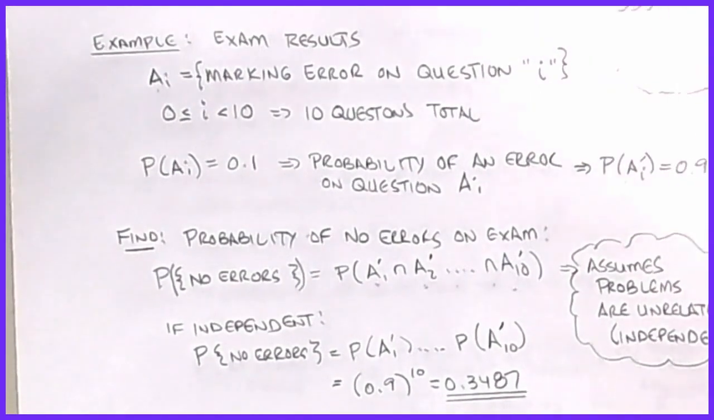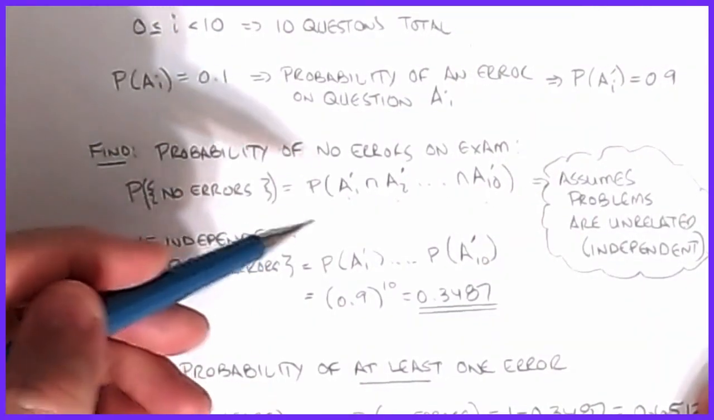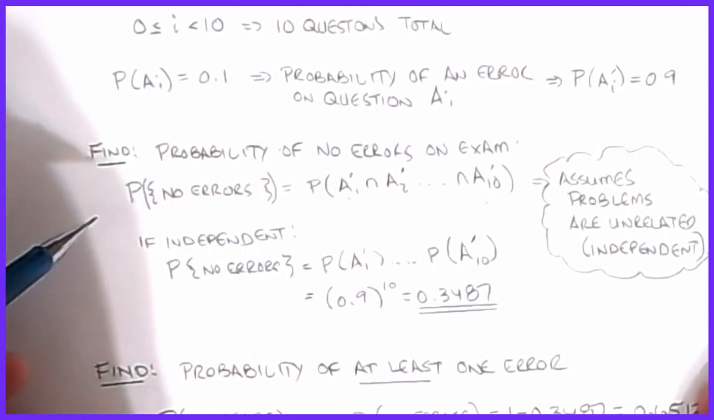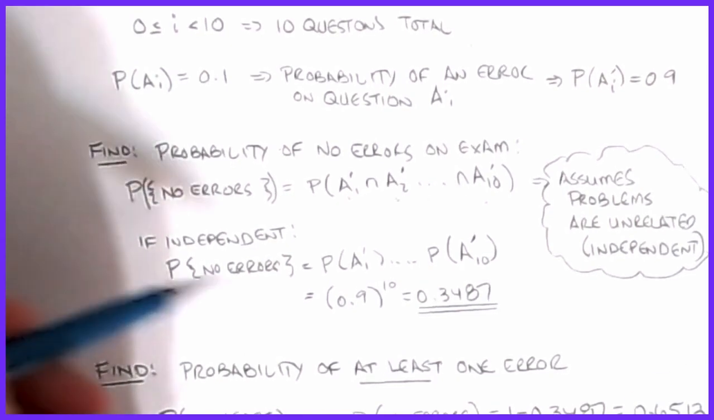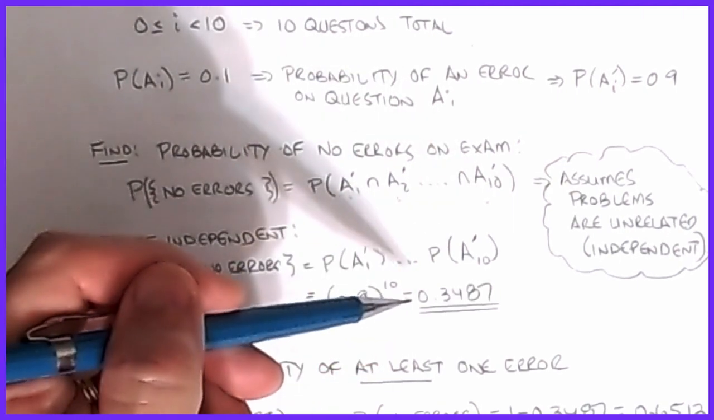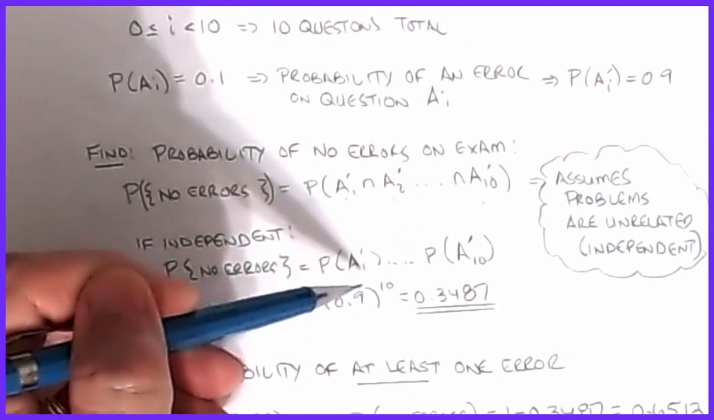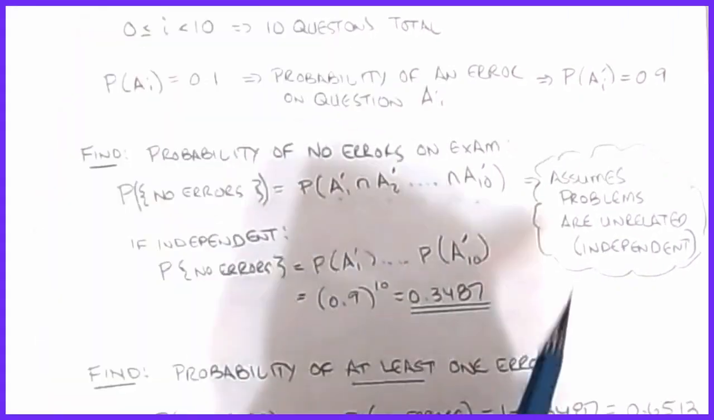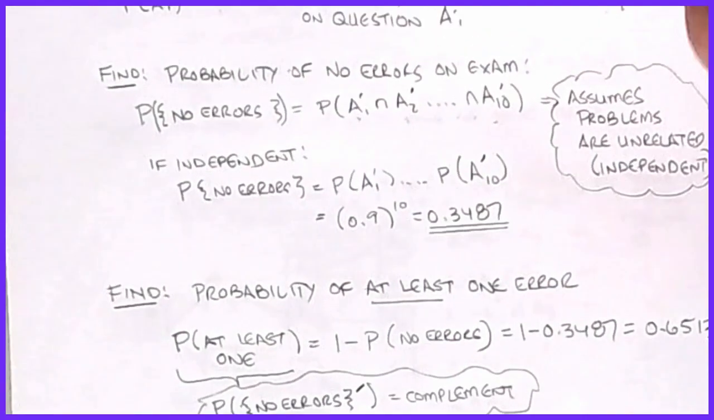If we assume that the problems are independent, meaning that problem 2 isn't based on a result from A1 and we don't get any trickle through, it's not like a multiple part problem or something like that, then our independence rule allows us just to take the probability of all of these events and multiply them together. So if this is 0.9 and I have 10 of them, then this is the same as 0.9 raised to the 10th power, which would be 0.3487. But again, we made a major assumption that the problems are unrelated. Now let's go one step further.